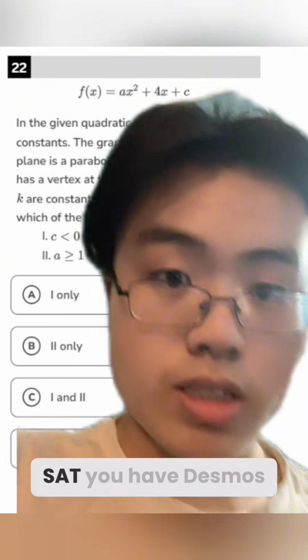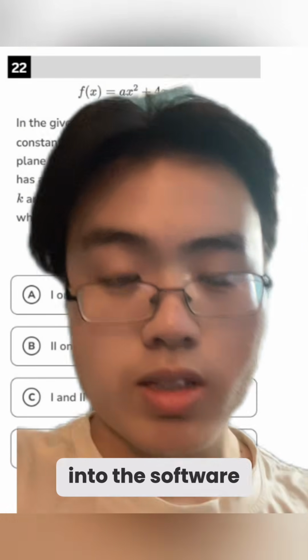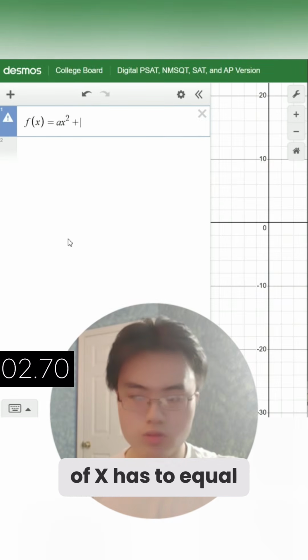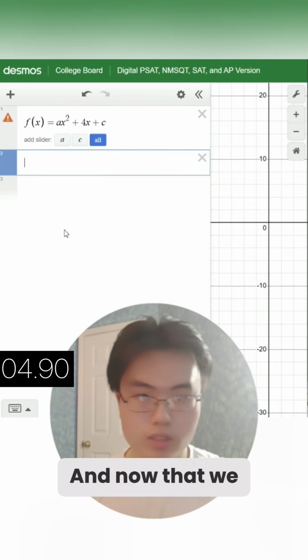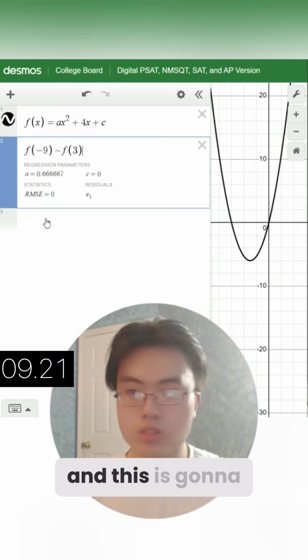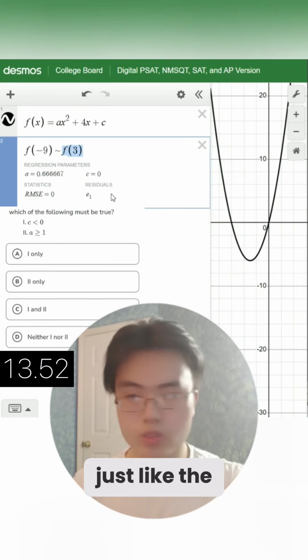Luckily, on the SAT, you have Desmos, which is the graphing calculator built into the software. Let me show you how you can solve it with that. Let's first tell Desmos what f of x has to equal, like this. And now that we did that, we can do f of negative 9 tilde f of 3. And this is going to have Desmos solve a and c for us, so that f of negative 9 equals f of 3, just like the question says.